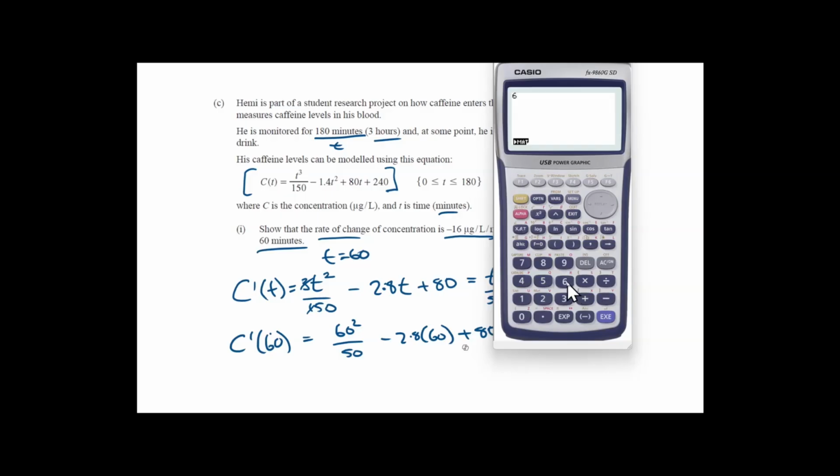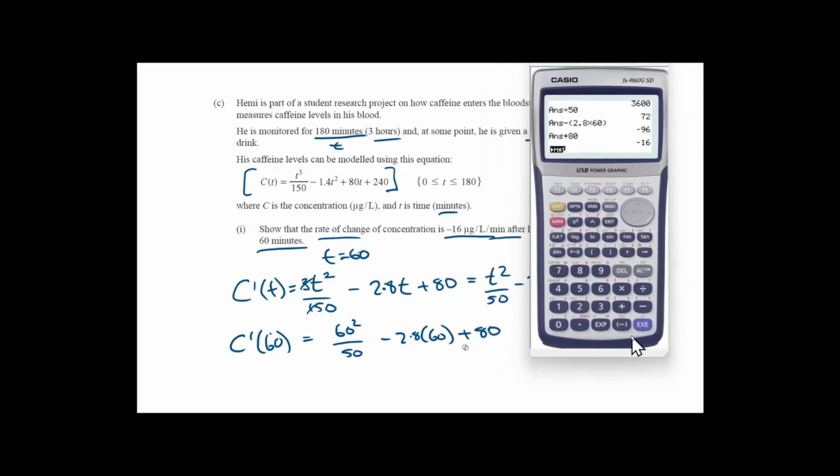So 60 squared, 3,600. Divide that by 50, minus 2.8 times 60, plus 80, which is here, and the answer is minus 16.